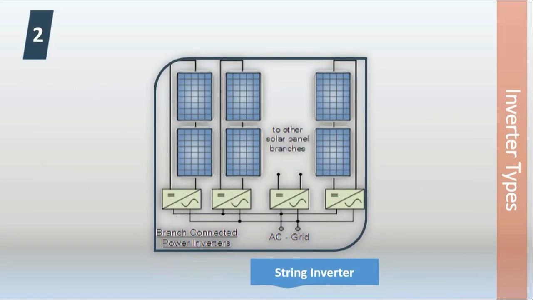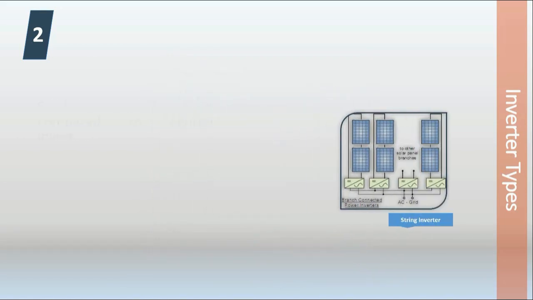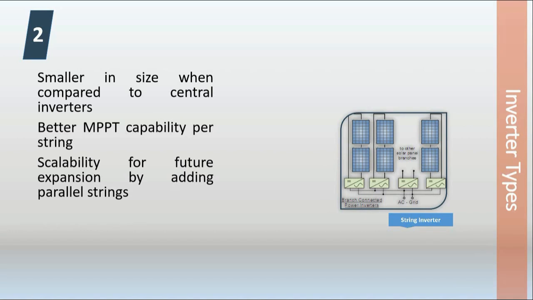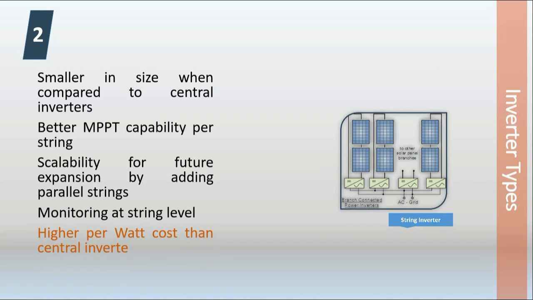The second type is the string inverter, where we have an inverter connected to each string. For example, if we have 10 strings in our system, then we will have 10 inverters. These have some advantages, such as a smaller size when compared to the central inverter, better maximum power point tracking capability per string, scalability for future expansion by adding parallel strings, and monitoring at string level. They have a disadvantage, that is the higher per watt cost than the central inverter.